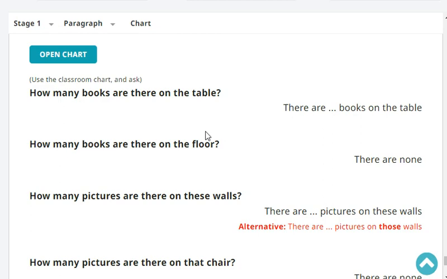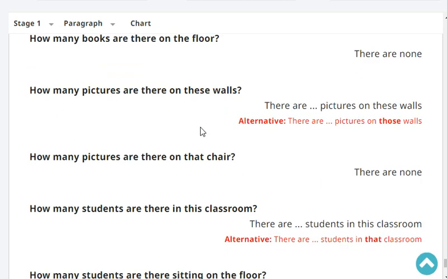Okay. How many books are there on the table? There are three books on the table. How many books are there on the floor? There are none. Very good. How many pictures are there on that chair? There are none.